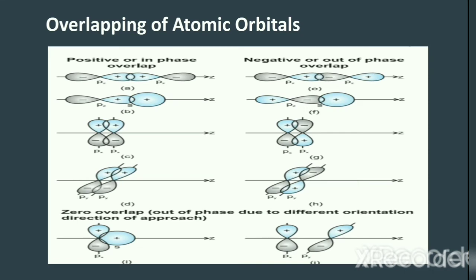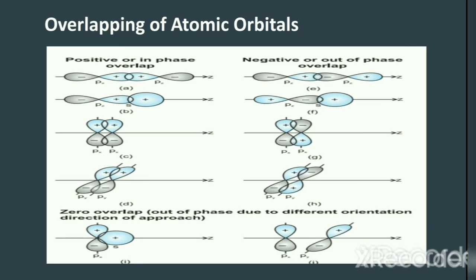Overlapping of atomic orbitals. Consider the atomic orbitals s, px, py and pz. There are three types of overlap of atomic orbitals: positive overlap, which results in bond formation; negative overlap; and zero overlap, which will not result in bond formation.